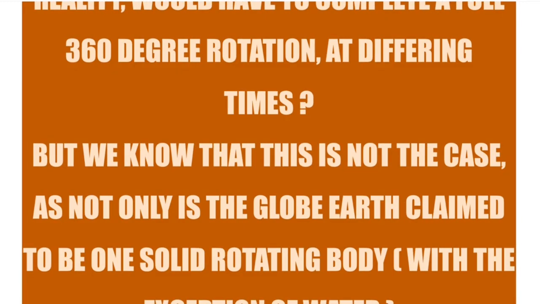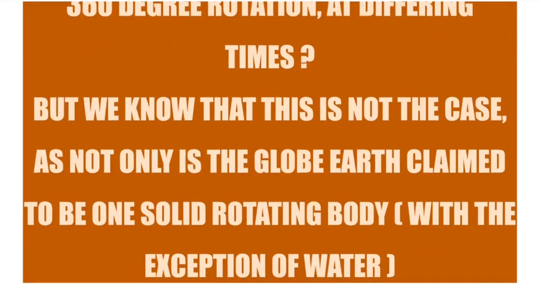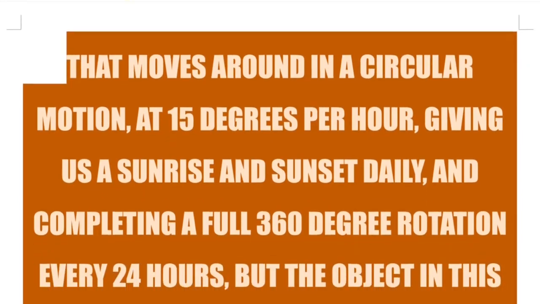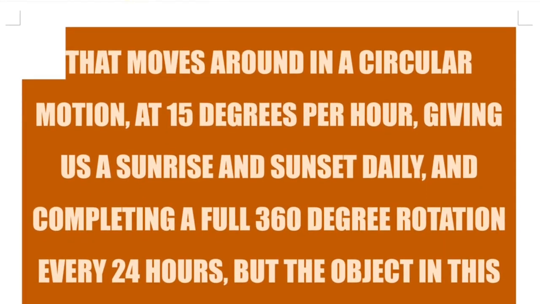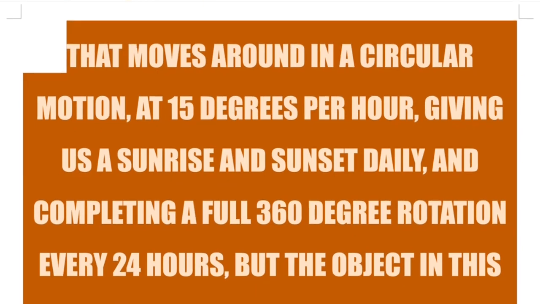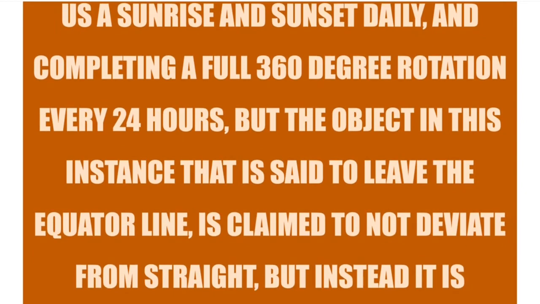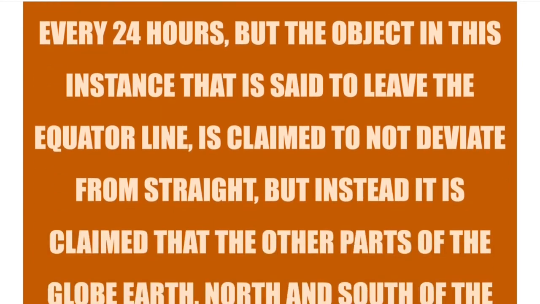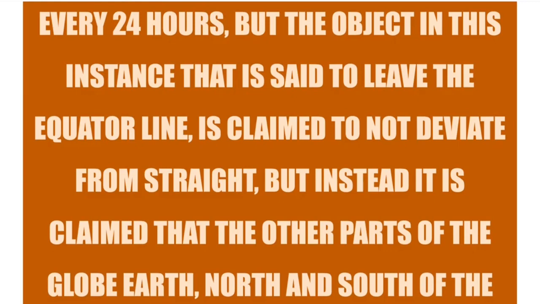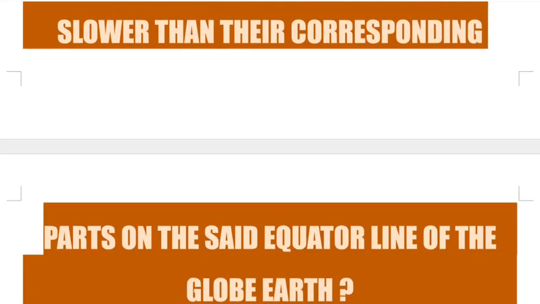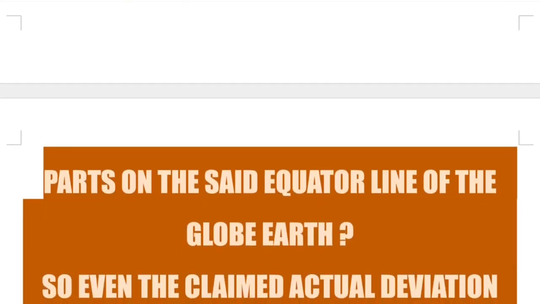But we know that this is not the case, as not only is the globe Earth claimed to be one solid rotating body, with the exception of water, that moves around in a circular motion at 15 degrees per hour, giving us a sunrise and sunset daily, and completing a full 360-degree rotation every 24 hours. But the object in this instance that is said to leave the equator line is claimed to not deviate from straight, but instead it is claimed that the other parts of the globe Earth, north and south of the equator, are actually moving slower than their corresponding parts on the said equator line of the globe Earth.